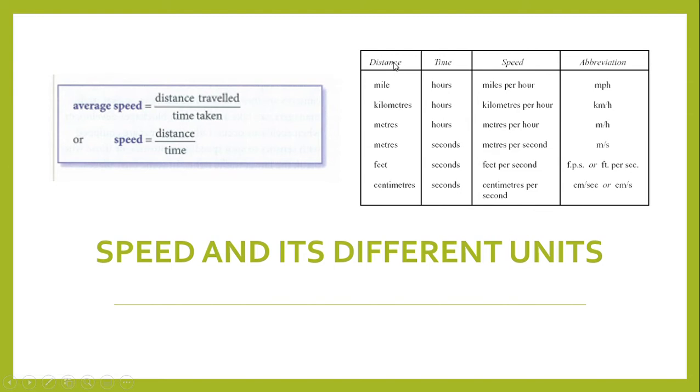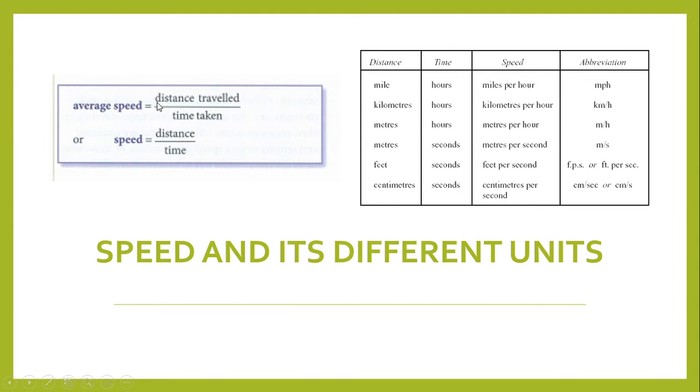The units for distance are miles, kilometers, meters, and then feet, and then centimeters. And for time, they are as they're written here. And then for speed, they are written over here. That if it's miles for distance and hours for time, then the speed unit will be miles per hour because of this formula. Now, what exactly do we understand by speed?